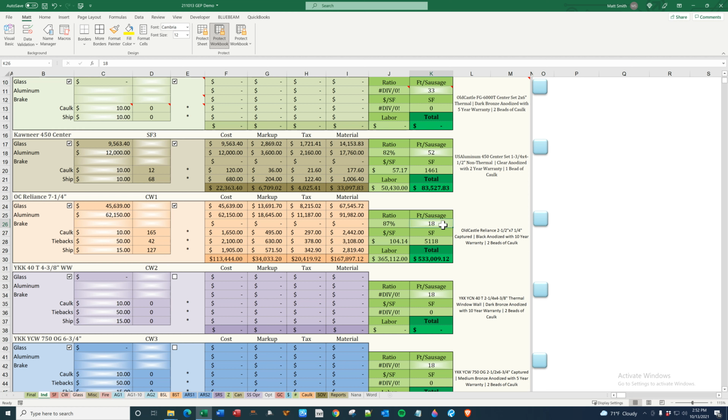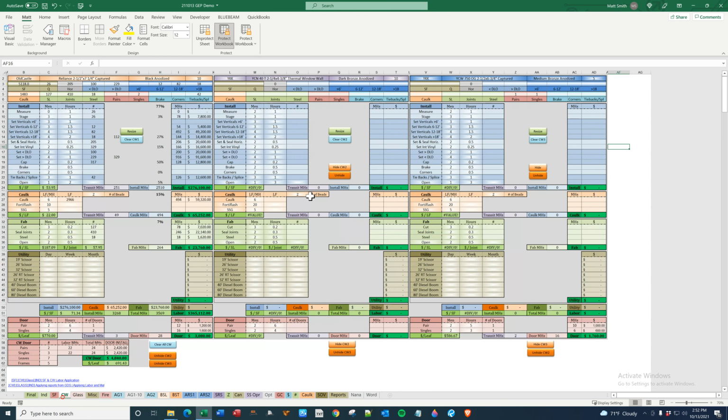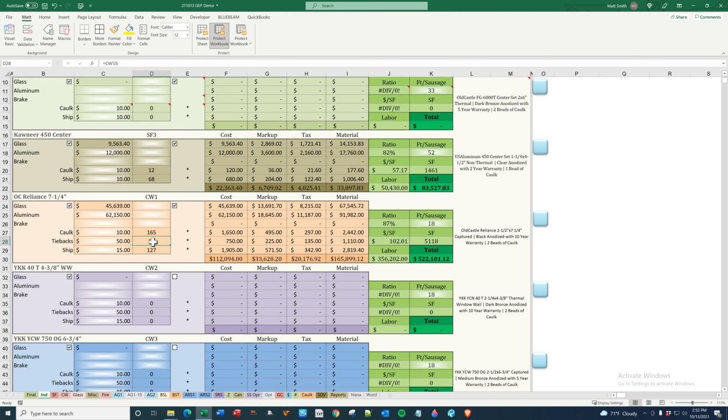Feet per sausage is less. Tiebacks, that is your value for tiebacks. This is tied to here. There's your tiebacks. If I were to make this 15, that would change. Your price per tieback, make it 60. 60 times 15 is 900. We already went over calc, we went over shipping. That is how you input your values for storefront and curtain wall.